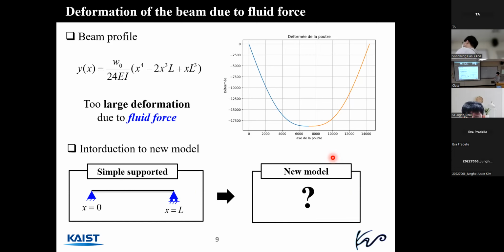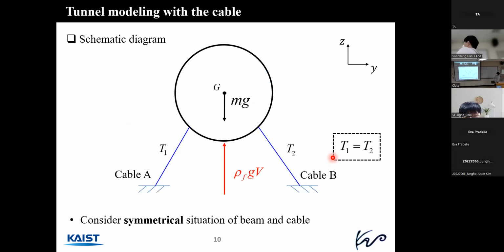So the next step is introducing a new model, not the simply supported model. We think that an additional technique is needed, so we suggest that two cables are attached to the beam, and the end of each cable is fixed on the ground. As you can see, when there is no fluid force, there are gravitation force, buoyancy force, and tension forces. If the configuration of the beam is symmetric, the magnitudes of the tension forces are the same, and the directions are also symmetric. Therefore, the beam will be in a static equilibrium state.